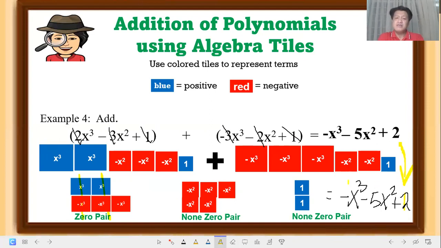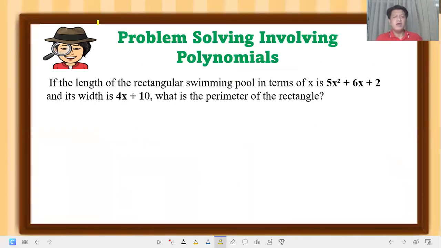So that means we should know how to add algebra tiles and, at the same time, combine like terms, so we can answer. Okay, we have a problem solving. If the length of the rectangular swimming pool in terms of x is 5x squared plus 6x plus 2, and its width is 4x plus 10, we are going to answer the question: what is the perimeter of the rectangle?